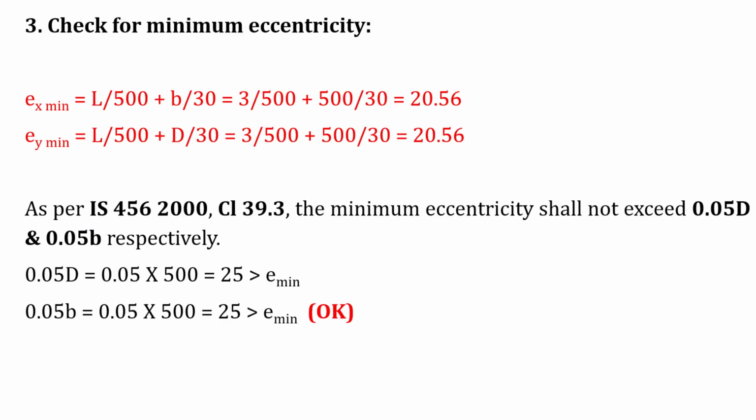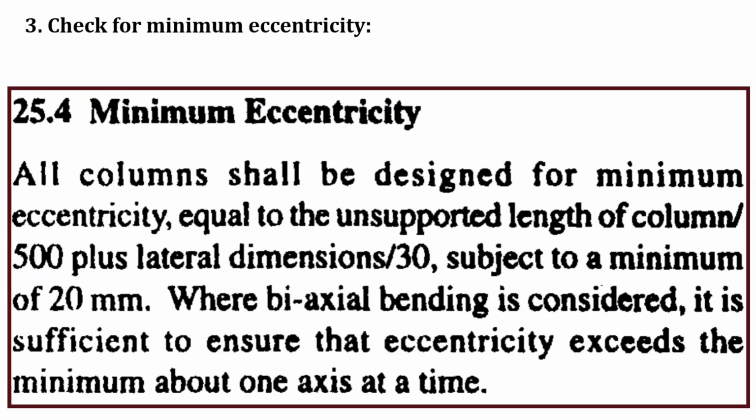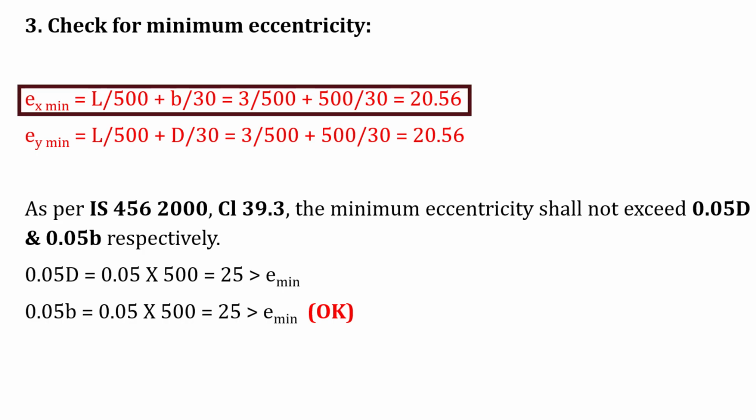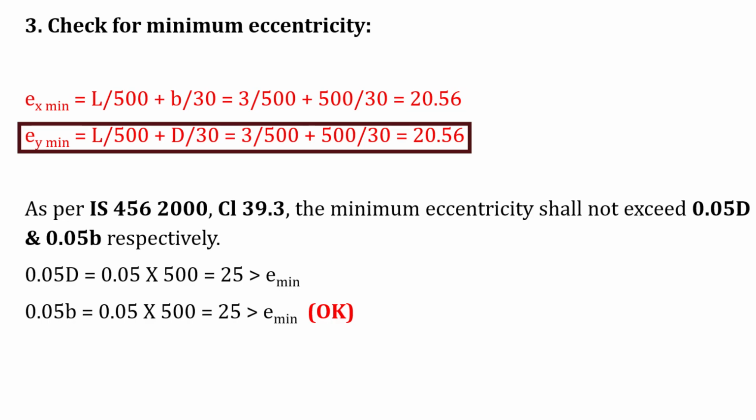Now, let's check for the minimum eccentricity. According to IS 456-2000, clause 25.4, all columns should be designed for a minimum eccentricity which is equal to the unsupported length of the column divided by 500 plus the lateral dimension divided by 30, subjected to a minimum of 20 mm. In this case, the unsupported length of the column is 3 meters and the lateral dimension is 500 mm. Let's calculate the minimum eccentricity. Ex minimum will be equal to unsupported length over 500 plus B over 30, which will be equal to 20.56 mm. Similarly, Ey minimum will be equal to unsupported length over 500 plus D over 30, which will also be equal to 20.56 mm.